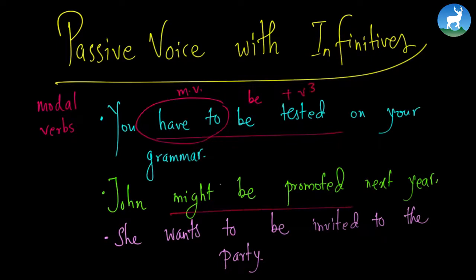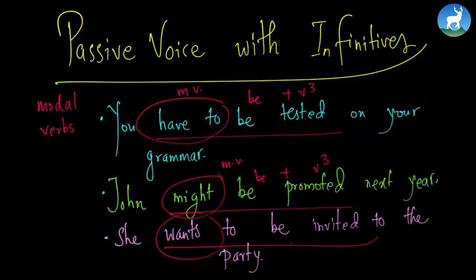Might be promoted. Might is again a modal verb. Be is be and promoted is V3. Want to be invited. Want is not a modal verb but a verb, and that is followed by the conjugation be plus V3. You can say something like, I expect to be surprised on my birthday. That is also passive construction.